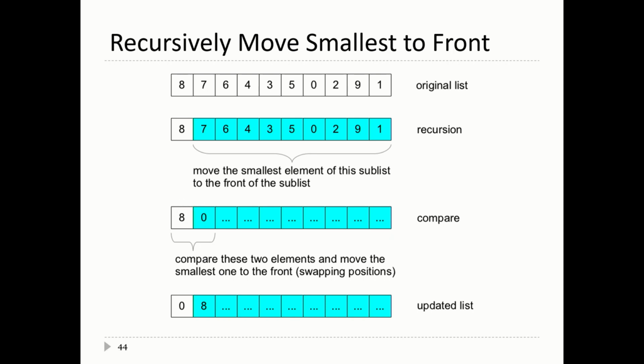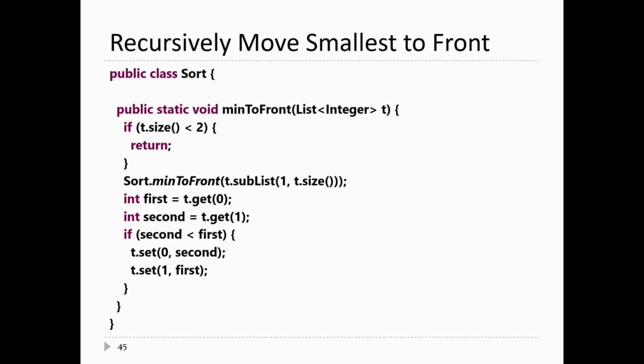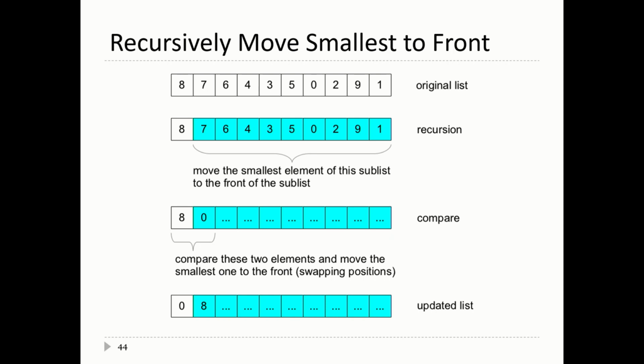How do I move the smallest element to the front now that I've reached this step? Well, I just compare the 8 and the 0. If that 0 is smaller than the 8, then I just switch the 0 and the 8. If it's not smaller than the 8, then the 8 must be the smallest element in the list, because I've moved the smallest element in the rest of the list up into the second position. So how do you code this up? Well, you literally just code up this picture.